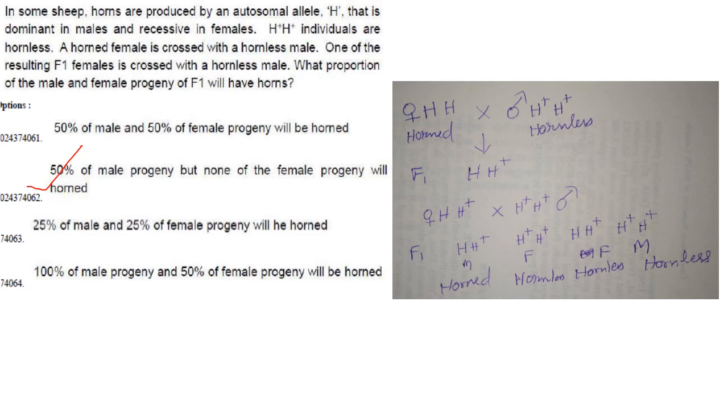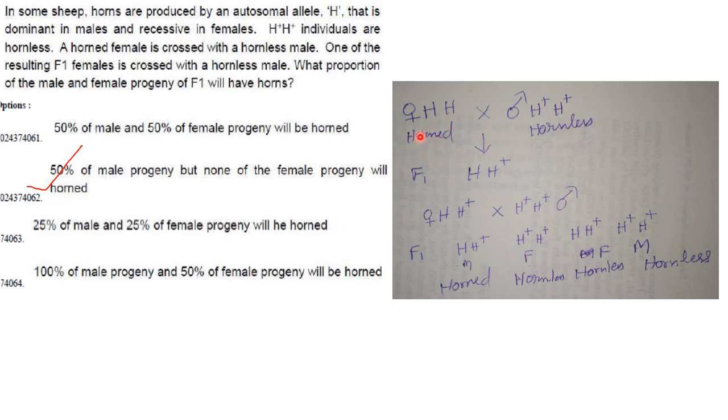In some sheep, horns are produced by an autosomal allele capital H that is dominant in males and recessive in females. H plus individuals are hornless. A horned female is crossed with a hornless male.